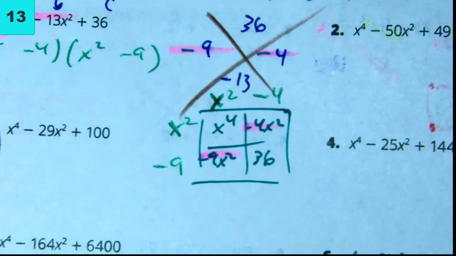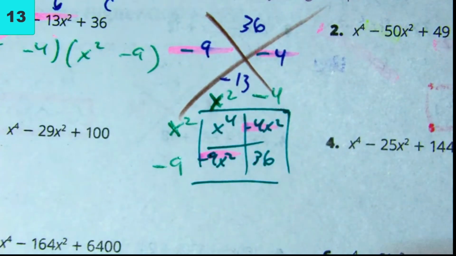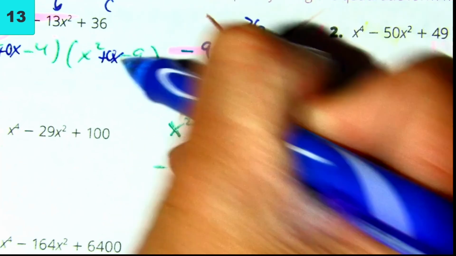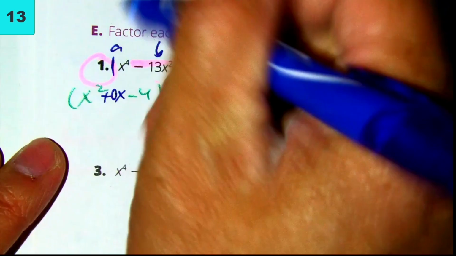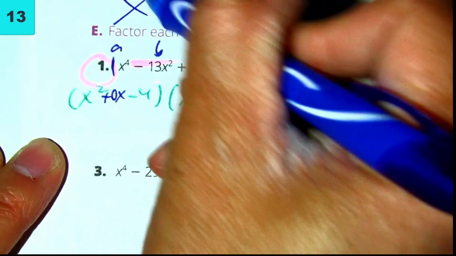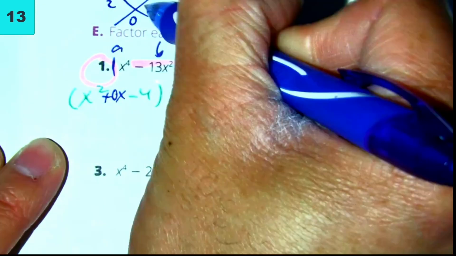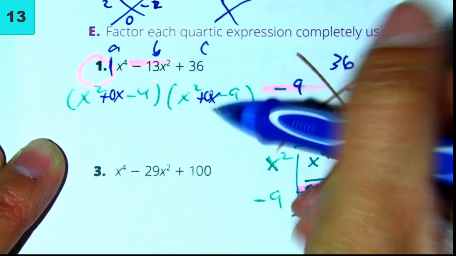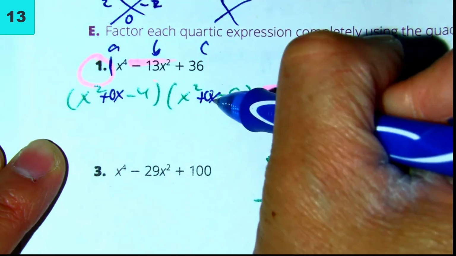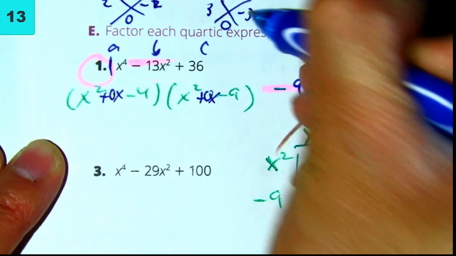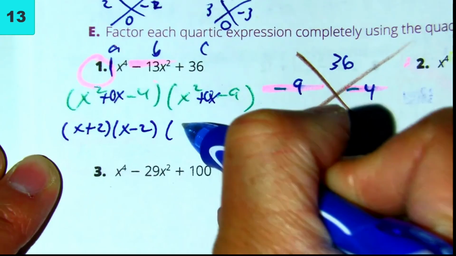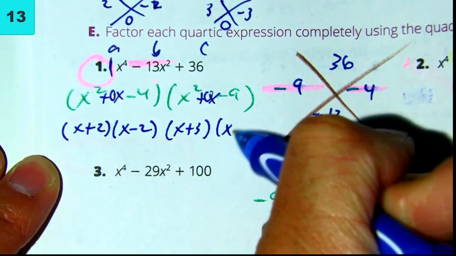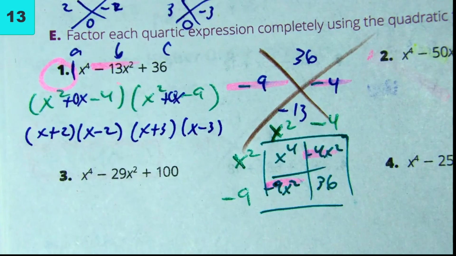We did this problem yesterday, actually. Don't forget to add the 0x. Why do I need the 0x? Because you can keep factoring. The question is, when do I stop factoring? Well, you have to just do the x method again for each of those. A times c is -4, b value is 0, so 2 and -2. A times c is -9, b value is 0, that'll be 3 and -3. So this will be x plus 2, x minus 2, x plus 3, x minus 3. And this one would be your answer.